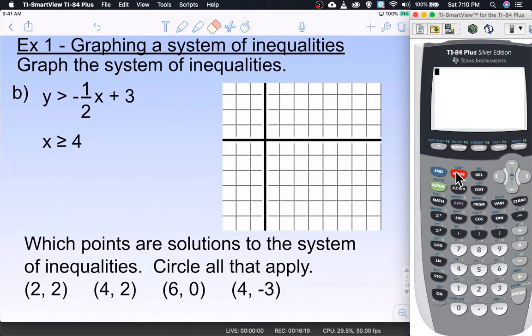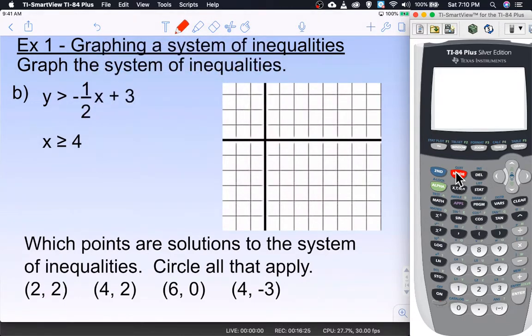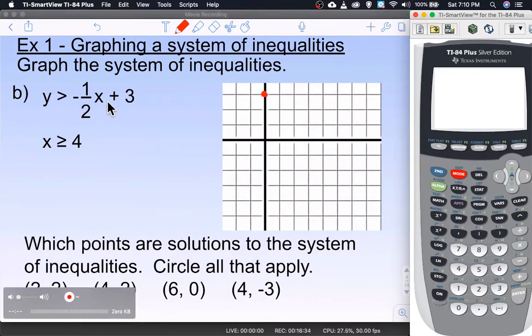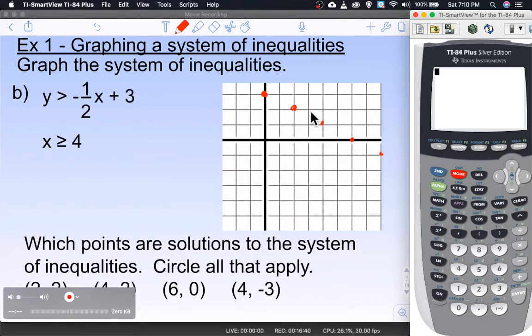Okay, letter B. So let's see here. Well, let's do red since we already have red out. I'm going to graph the top line in red and the bottom line in blue. So I'm going to start by putting in my y-intercept of 3. And my slope is -1/2. So down 1 over 2, down 1 over 2, and again and again. This line will be a hollow line, a dotted line.